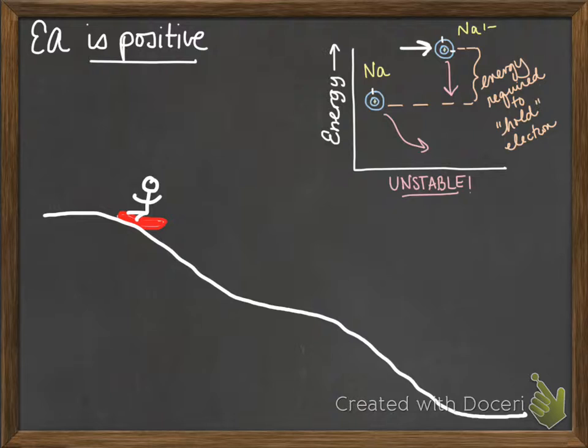The minute you let go of them, they're going to slide right back down to their older, more stable position, if not all the way to the bottom of the hill by giving up an electron. Holding things on hills, it just doesn't work.